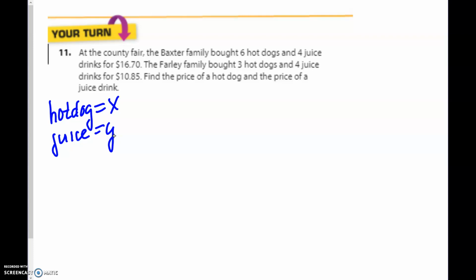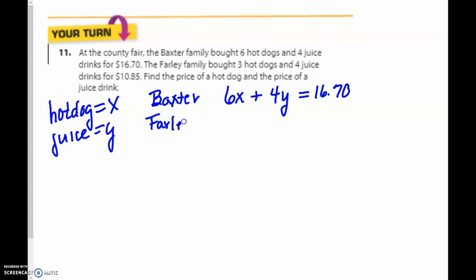All right, so the Baxter family. I'm first going to write my equation for the Baxter family. They bought 6 hot dogs. We don't know how much each one of them cost. And they bought 4 juices. And they spent a total of $16.70. All right, then we have the Farley family. The Farley family bought 3 hot dogs and 4 juices, and their total was $16.85.